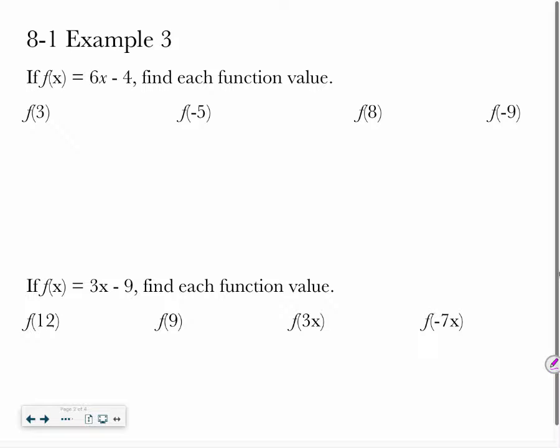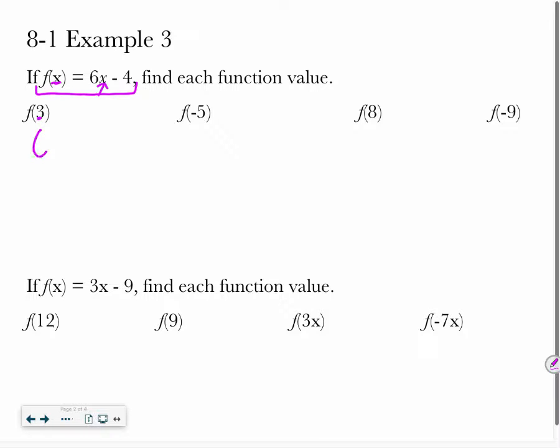How we do this is we're typically given a function in our directions. It reads, if f of x equals 6x minus 4, find each function value. So what that looks like is, notice that instead of writing f of x here, I wrote f of 3. That means I replaced my x with a 3, so where the x occurs in my function, I replace it with a 3.